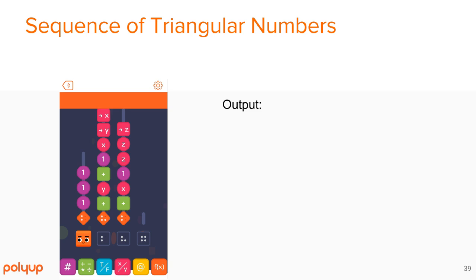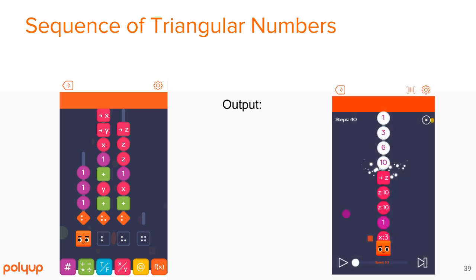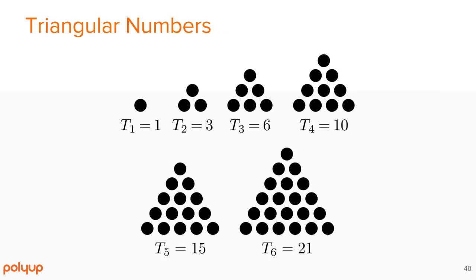When we run this loop with the initial conditions of 1, 1, 1, we get 1, 3, 6, 10, and so on. Triangular numbers, by the way, are defined such that Tn is equal to the sum of all integers between 1 and n inclusive, or alternatively, Tn is Tn minus 1 plus n.